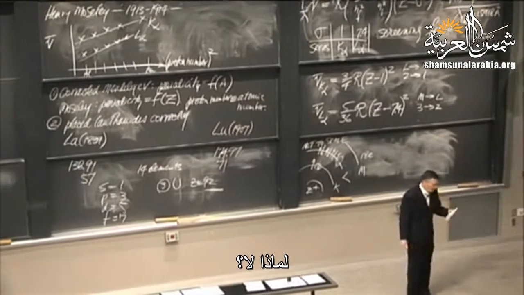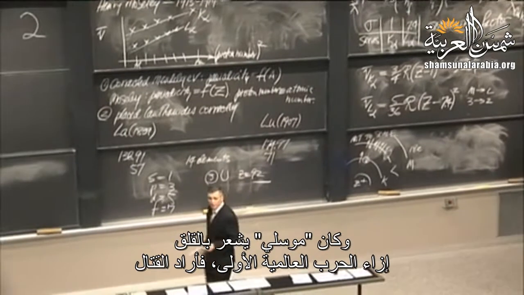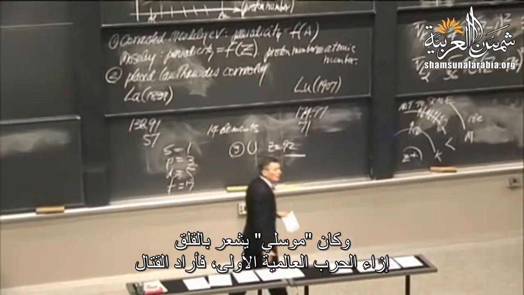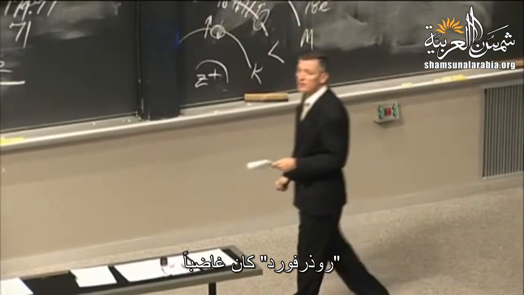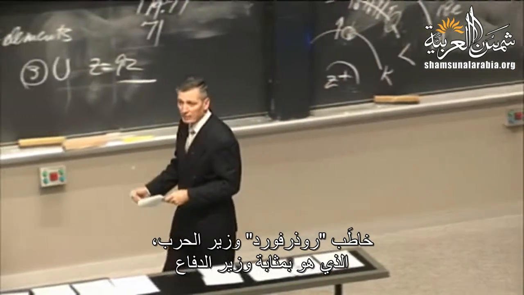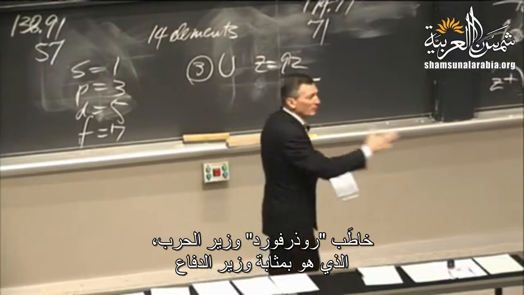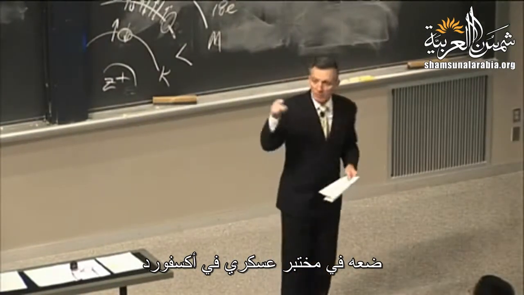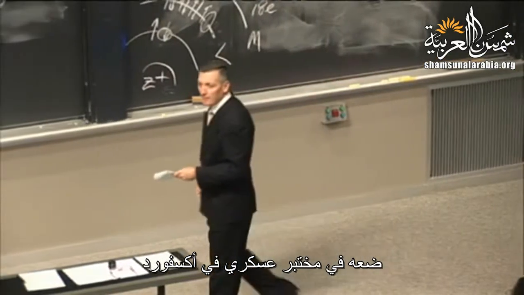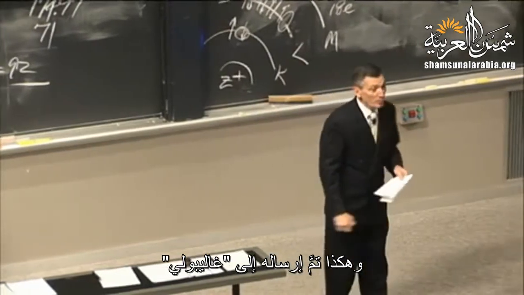Why not? World War I broke out in 1914, and Moseley was passionately concerned about World War I. He wanted to fight. He wanted to fight for the Allied cause, and he enlisted in the Army. Rutherford was furious. Rutherford called the Minister of War, which is analogous to the Secretary of Defense, and said, give him a desk job, put him up in Oxford at a military laboratory. And Moseley said, no, I refuse. I'm going to fight. And so he was sent to Gallipoli.